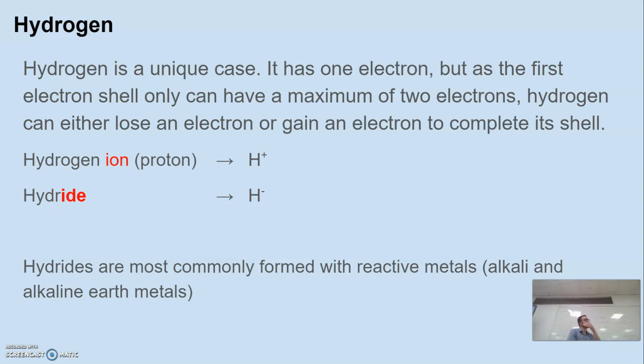Hydrides only really occur when hydrogen reacts with reactive metals, group 1 and group 2 metals, because they give off their electrons more readily than hydrogen gives off its. So hydrogen will accept the electron from, say, lithium or sodium. Any questions there?